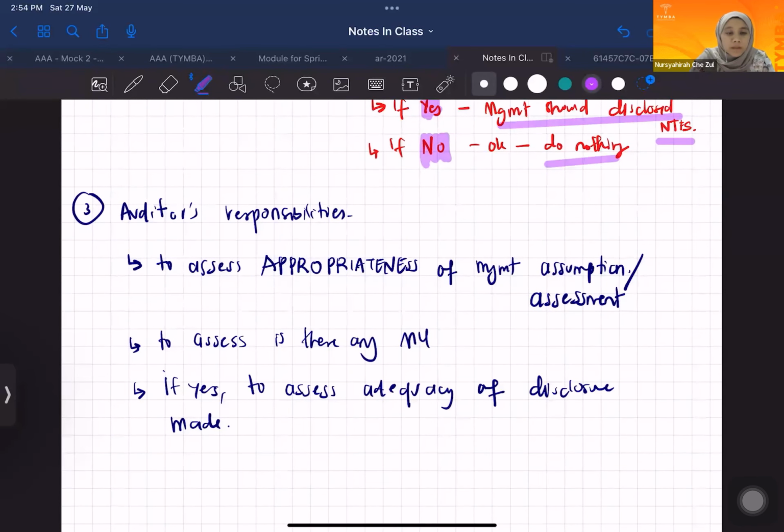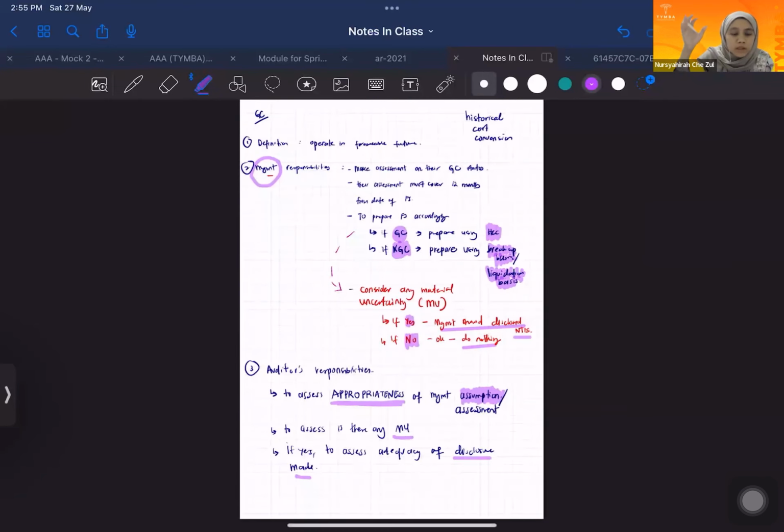Auditor is very easy. Whatever management should be doing or should have done, the auditor is going to verify. Just now management made their own assumption, whether they are GC or not GC. So the auditor is only to assess whether it makes sense. Is it reasonable that management assumed that they are going concern? Assess the appropriateness of the management assumption. Number 2, assess whether there is any MU. If yes, make sure the client already disclosed, or assess whether the disclosure is adequate. So basically the auditor's responsibility is checking whether management did their responsibility or not. Has management done their work relating to going concern? So this is another exam question.